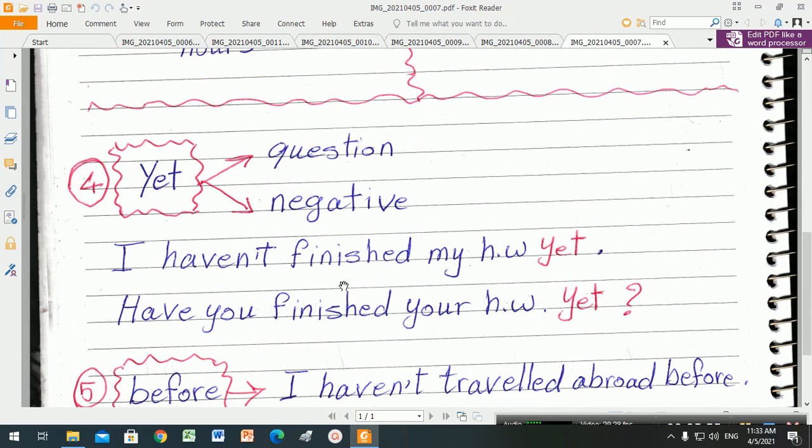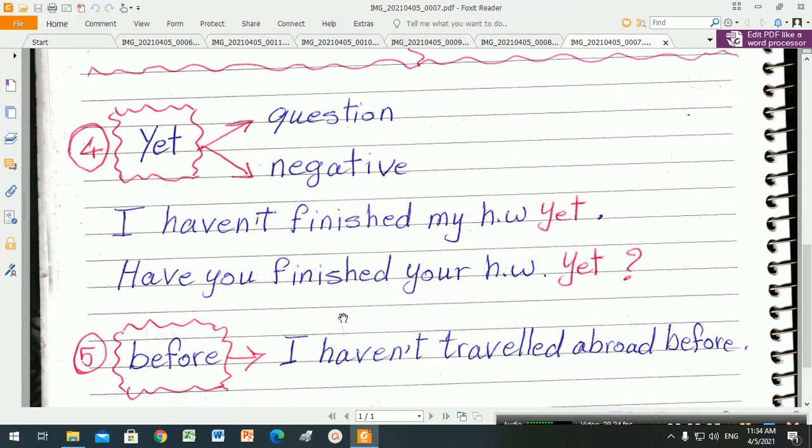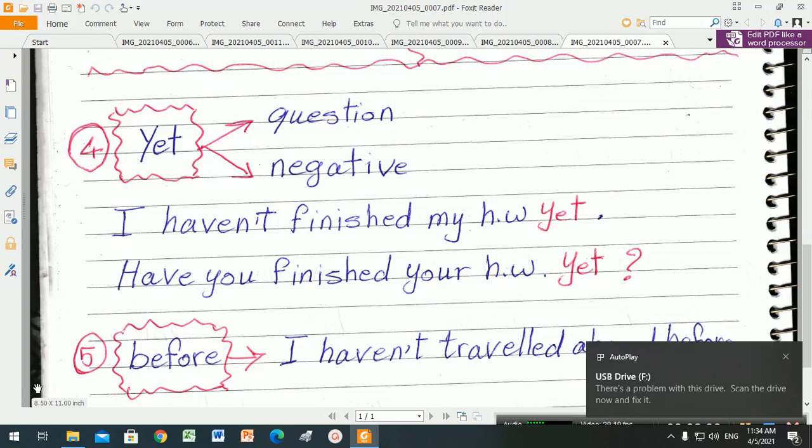And for yet. Yet comes with questions and negative. For example, I haven't finished my homework yet. This is the negative. And for the question, have you finished your homework yet? What does it mean? It means something like خلصت ولا لسه. It means لسه. I haven't finished my homework yet. أنا لسه ما خلصتش. Okay, and it only comes with what? With negative and a question.